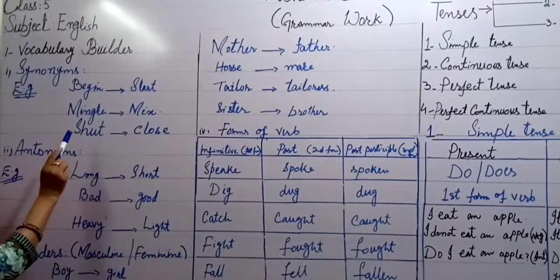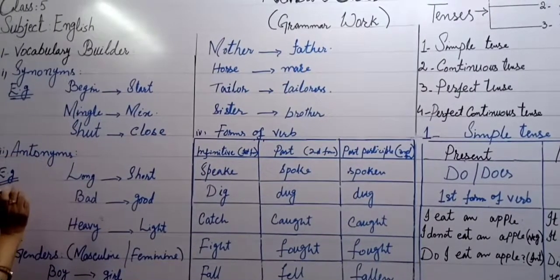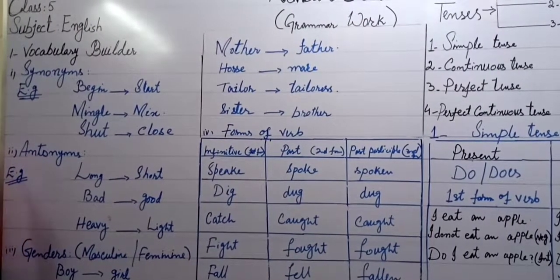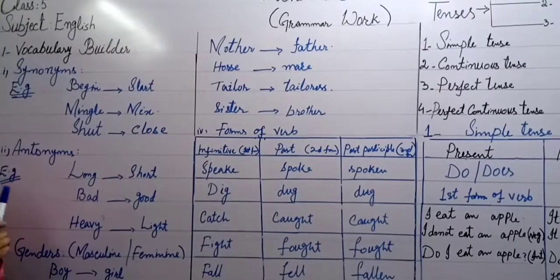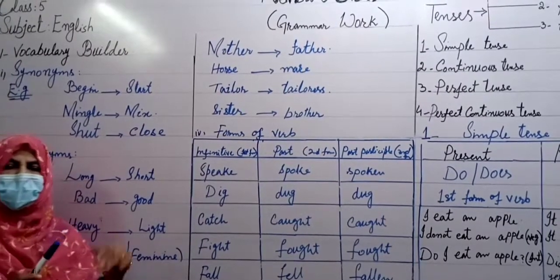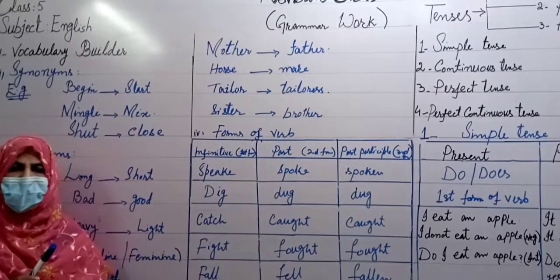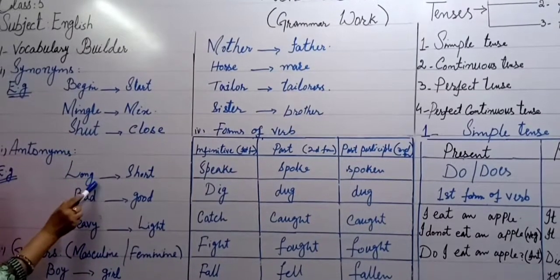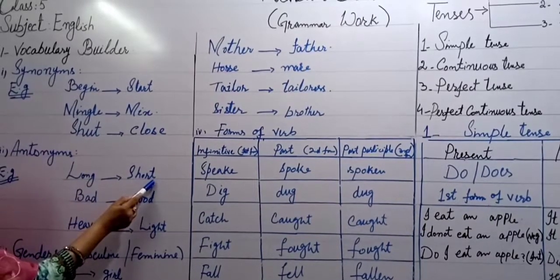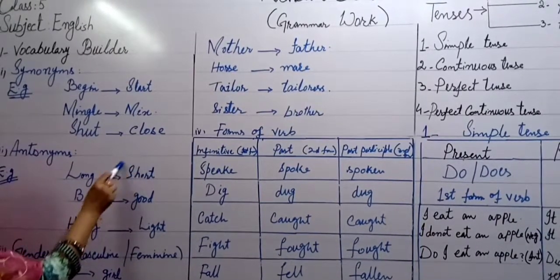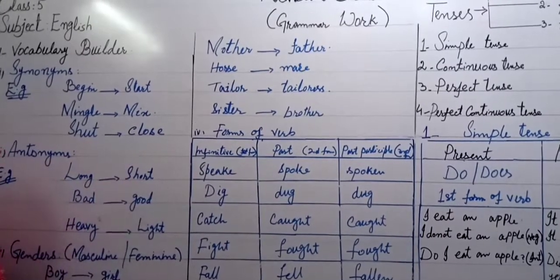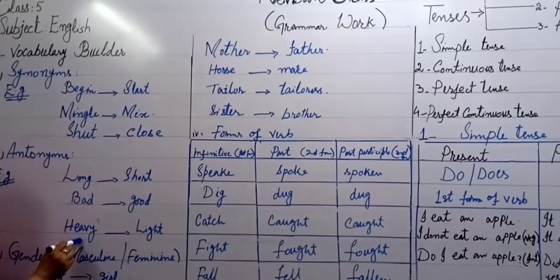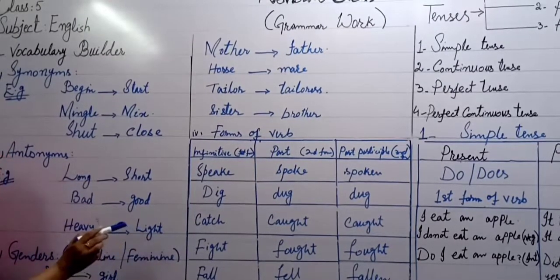Okay, beta? Let's move towards the next topic, that is antonyms. What is antonyms? A word whose meaning is opposite to another word is called an antonym. For example, long, short. Short is the opposite of long.